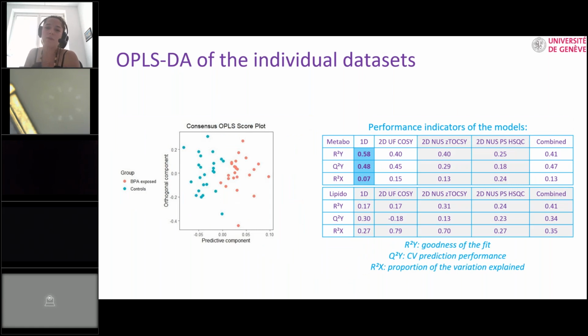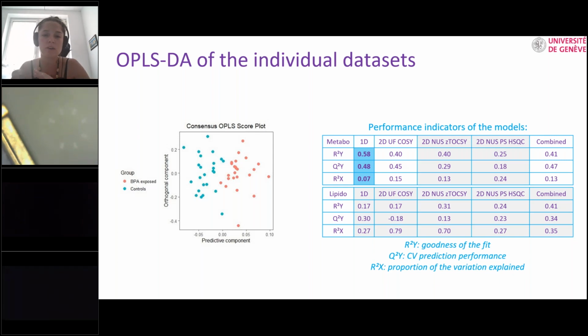Okay. So now going on to the results, I've presented here the performance indicators of the different models, the individual ones and the combined ones for the metabolomics and the lipidomics, with a quick reminder that the R square Y is representing the goodness of the fit, while the Q square Y is representing the goodness of the prediction, and the R square X is rather looking at which proportion of the variability is captured by the model.